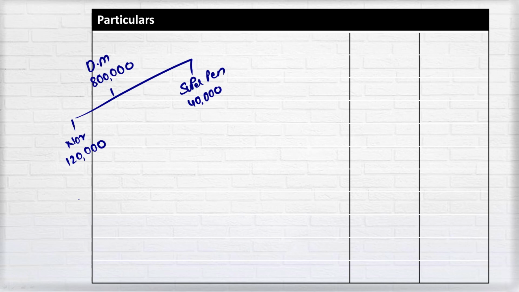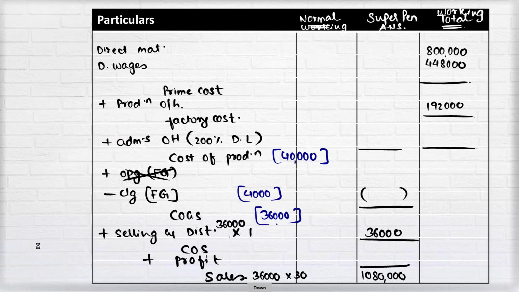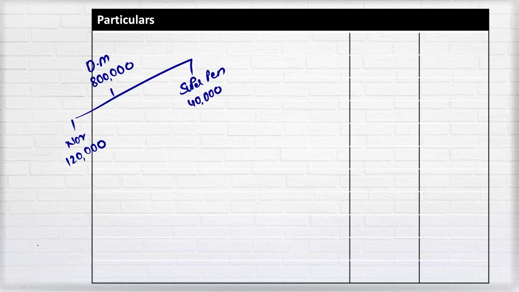See, the material used in super pen might be costly. The material used in normal pen might be cheaper. The name suggests that super pen might be some costlier thing. So it might be using some costly raw material, and it is given: direct material cost in super pen was twice as much as a direct material in normal pen. Alright. So what should be the good ratio to distribute?